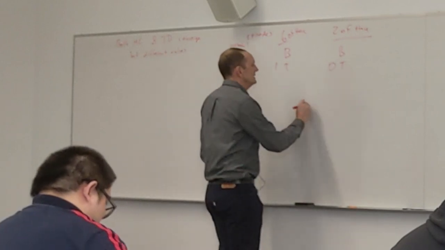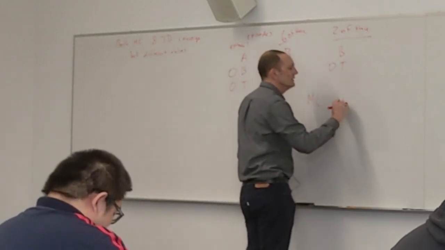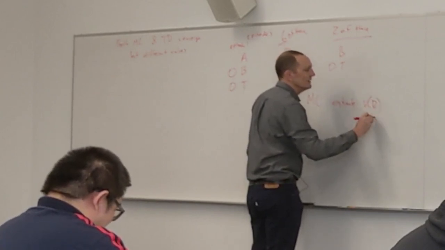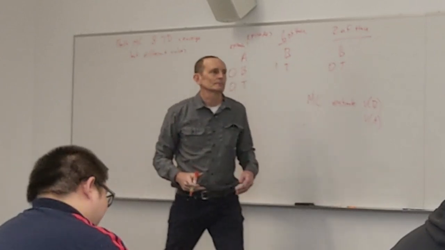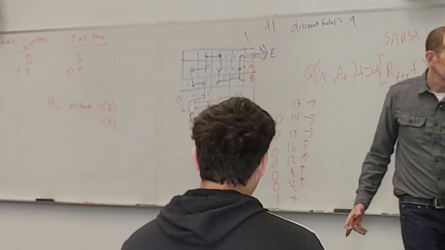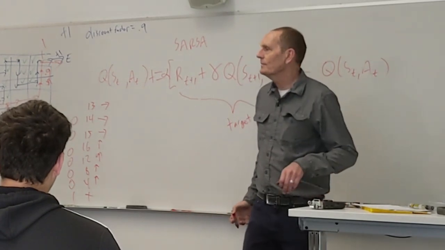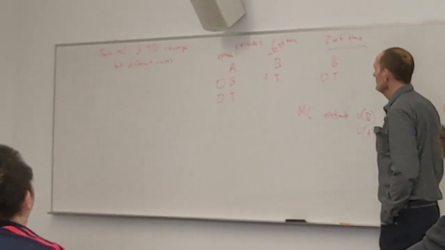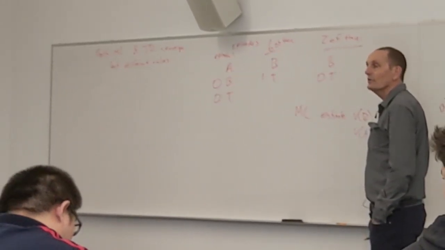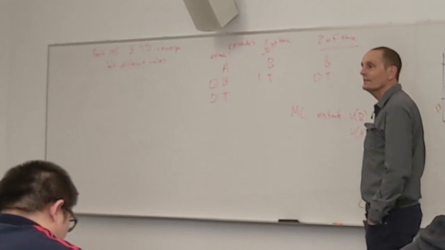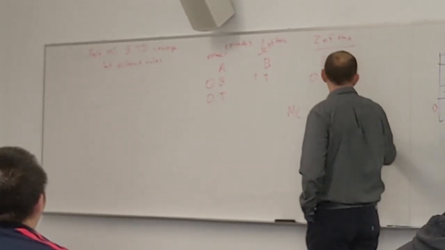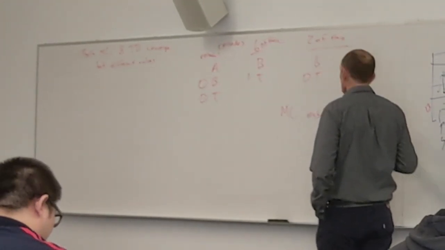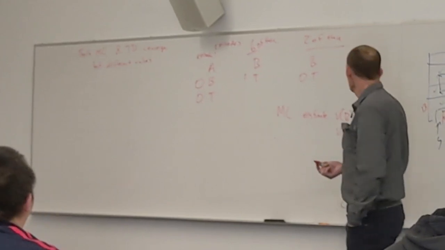What's our Monte Carlo estimate of B and of A? Who's next up on our list? Shannon. Let's start with A. We've only seen it once, I agree with that. The net result for that episode was zero. Yes, so this is going to be the average of zero, which equals 0. Everyone agree? And what about for B?